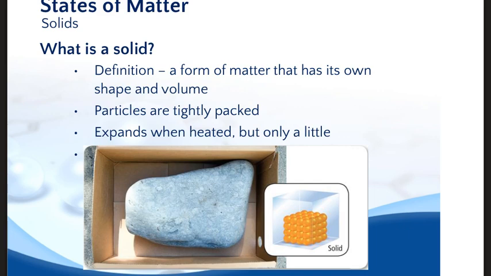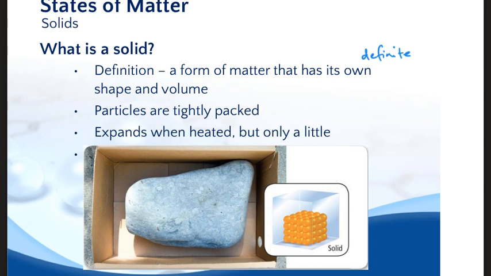And so for us, a solid is a form of matter that has its own shape and volume. Okay, that if you put it into a container, it doesn't magically transform into the shape of the container. It keeps its own shape. Sometimes it's called definite. Okay, that it's definite shape and volume, meaning that it doesn't change based on the container.